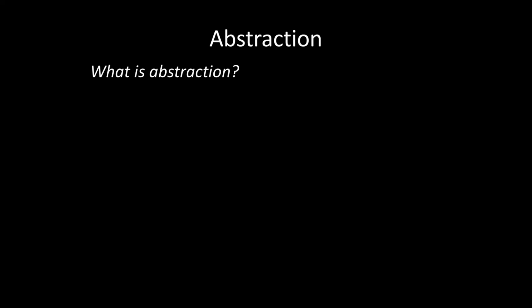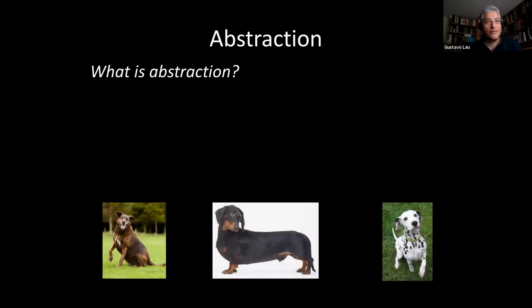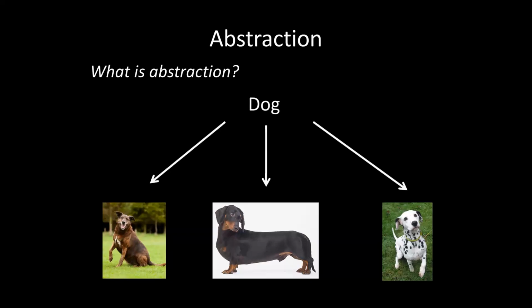Let me tell you something that we do since we are very, very young. When we are toddlers, somehow we learn that all these things are dogs. So we learn the concept of dog, and we learn to recognize it even from drawings, or animals within the park, or if we have one at home. So the concept of dog is more abstract than the particular dogs.